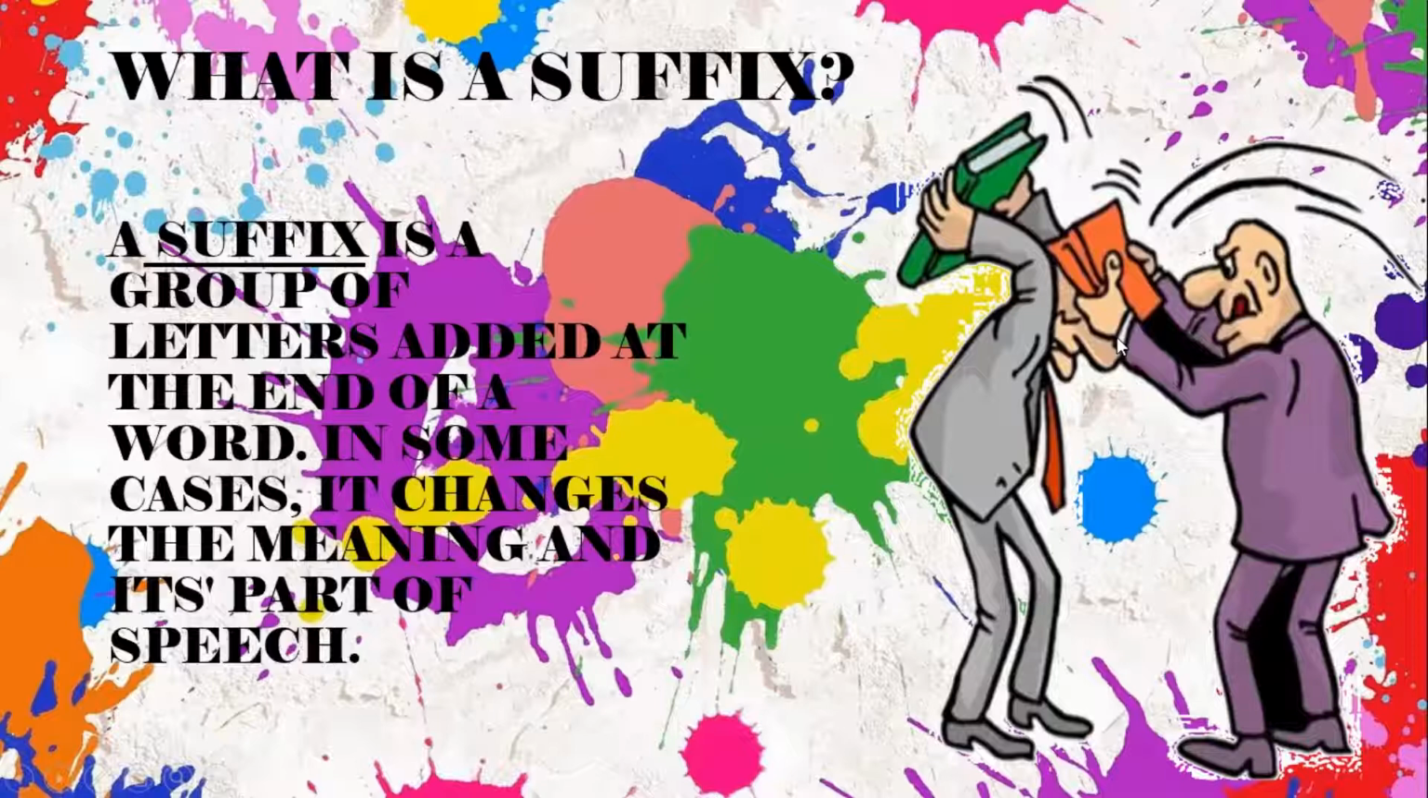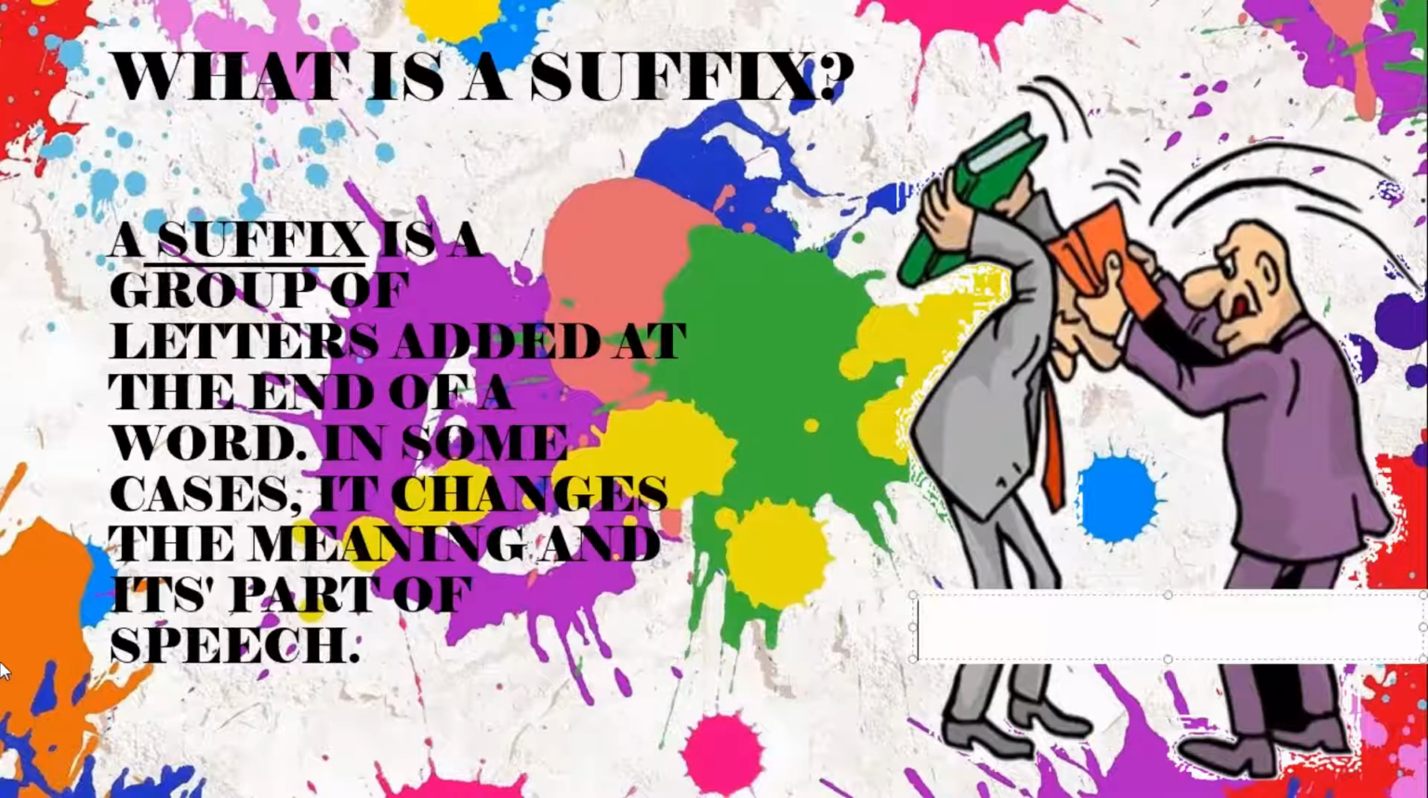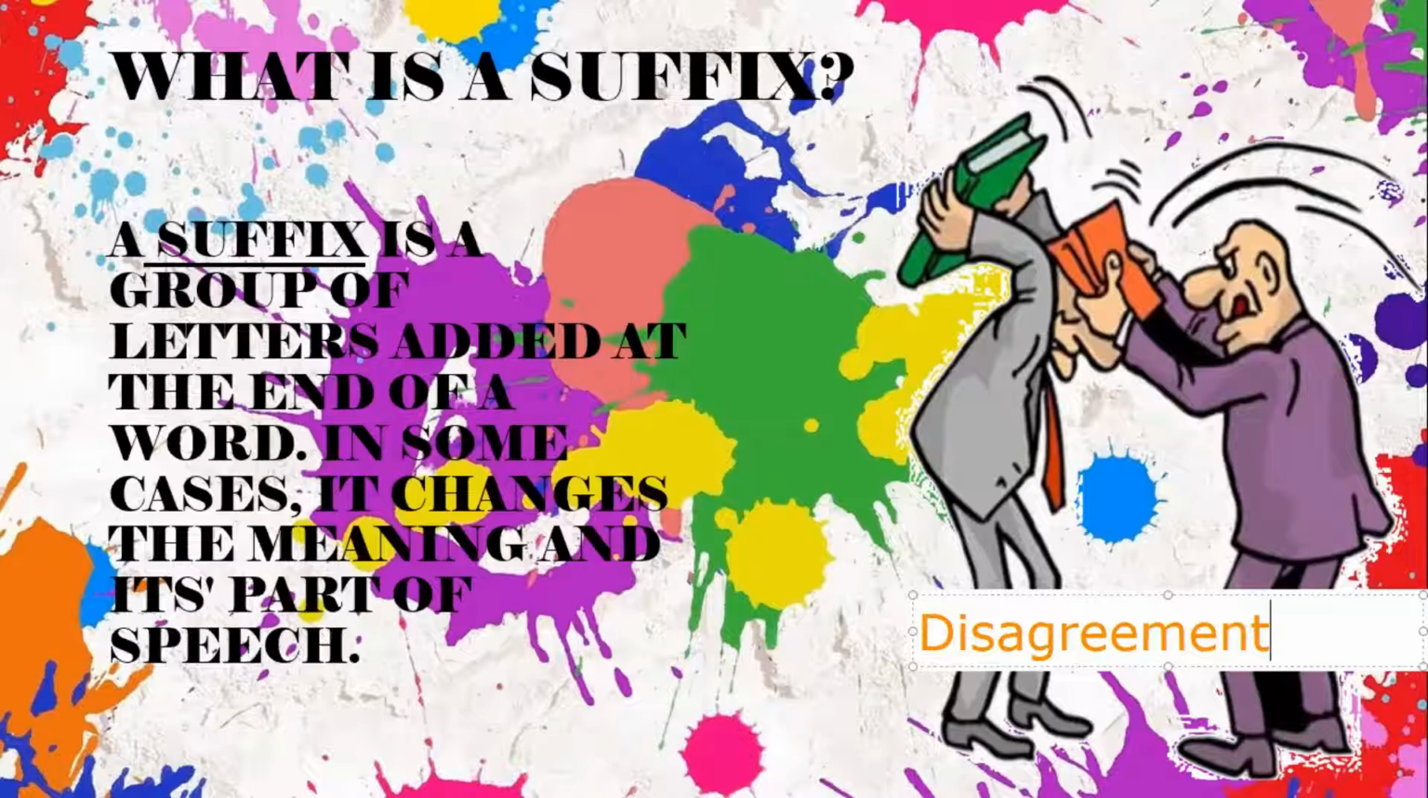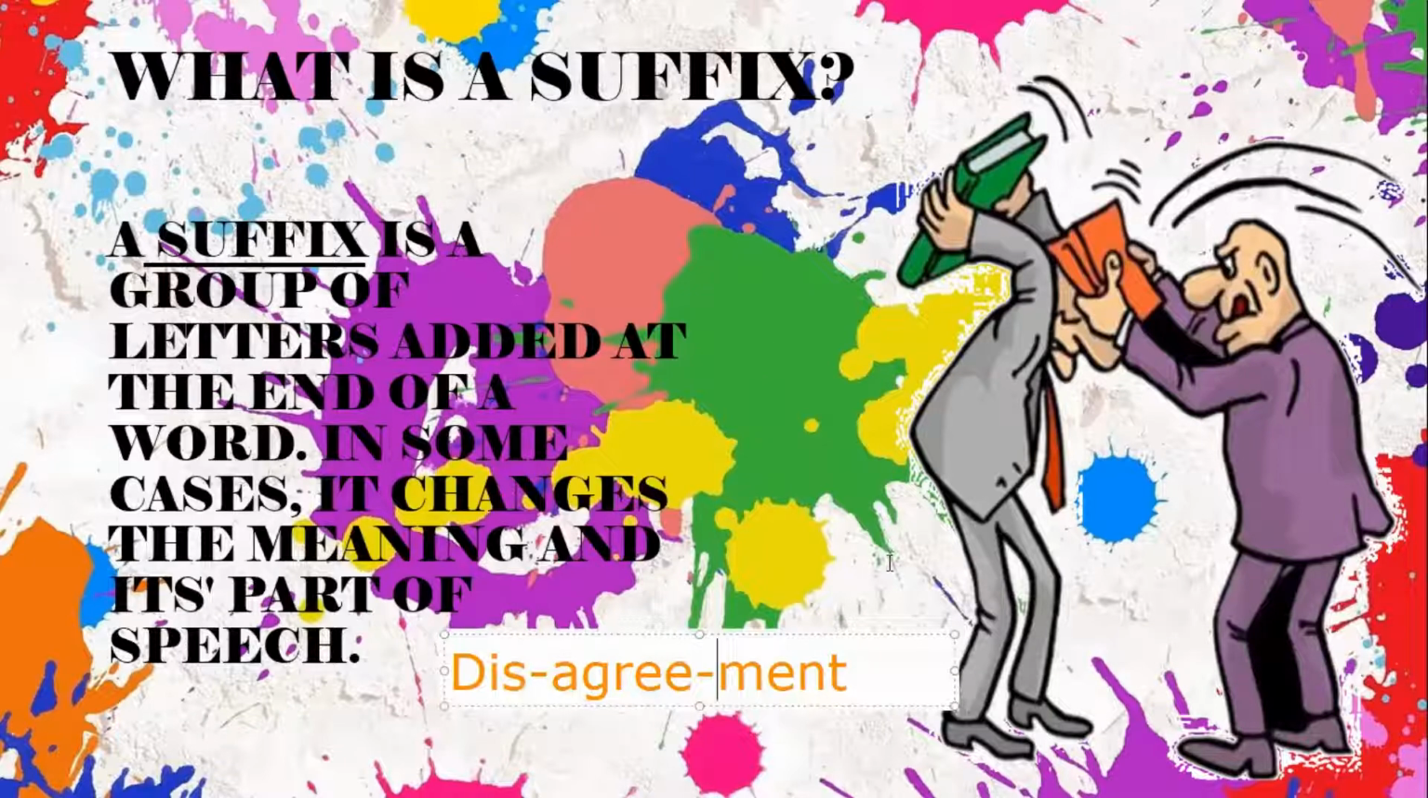So in this picture, they are having a disagreement. So we started with our root word agree. Then we got a new word when we added the prefix dis, and now we're adding the suffix ment. Let me break it into how it will be so that you're able to see. Okay, so this is our new word that we would have formed. Disagreement.